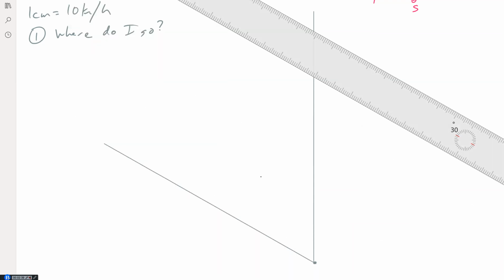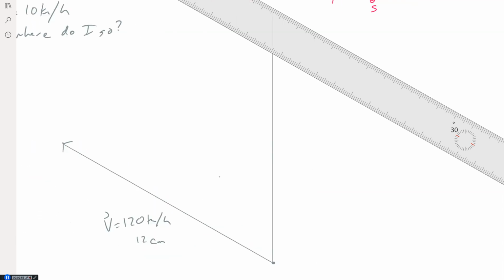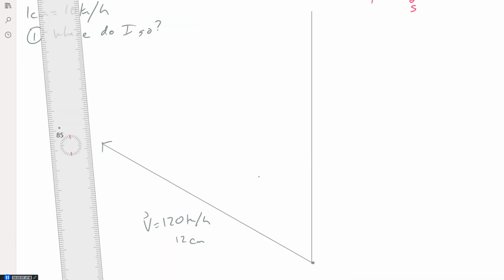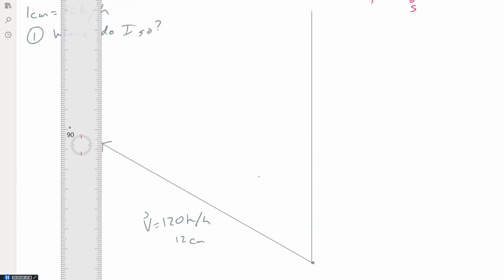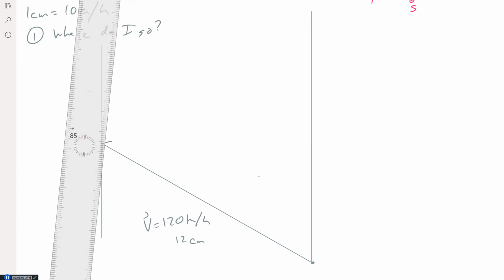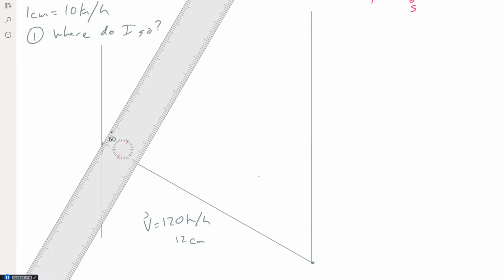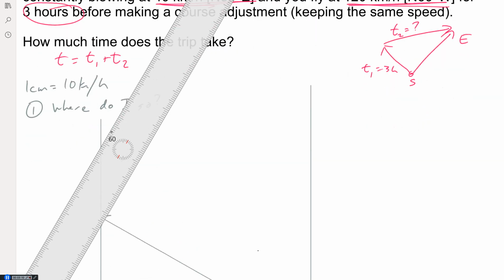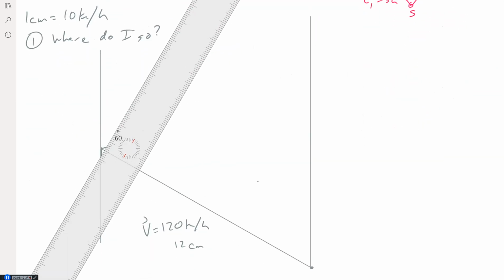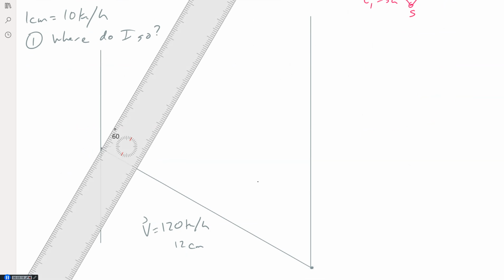Now let's think about what I know. We know my velocity here is 120 kilometers an hour. So it's a 12 centimeter line. Now I know what the plane's going to do. And I'm going to draw a line right here. Because the thing is, I also know what the wind is going to do. It's going to do north 30 east. So we're going to go ahead and we're going to do that. And I'm going to draw a 4 centimeter line.